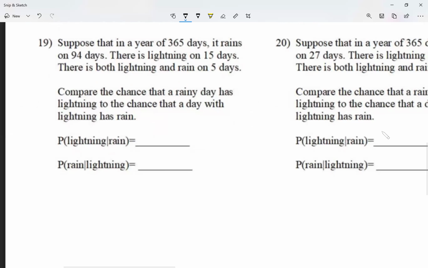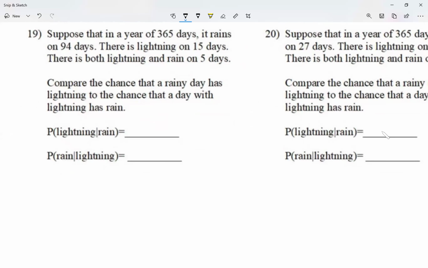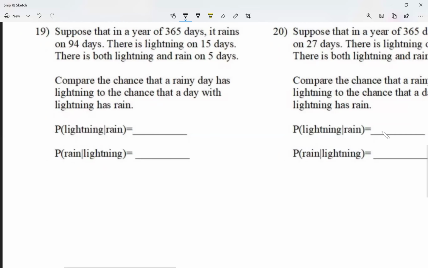Suppose that in a year of 365 days, it rains on 94 days, there is lightning on 15 days, and there is both lightning and rain on 5 days. So what is this really telling me here? Probability of rain is 94 out of 365 days because it rained on 94 days out of 365.